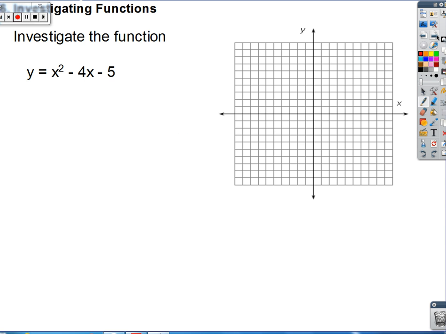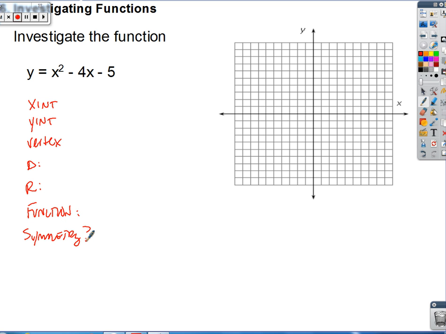Investigating functions. So the last one, x squared minus 4x minus 5. You use a table for that. We want x-intercepts. We want the y-intercept, vertex. We want domain. We want range. Is it a function? Does it have any symmetry? So that'll give us a pretty good start here.